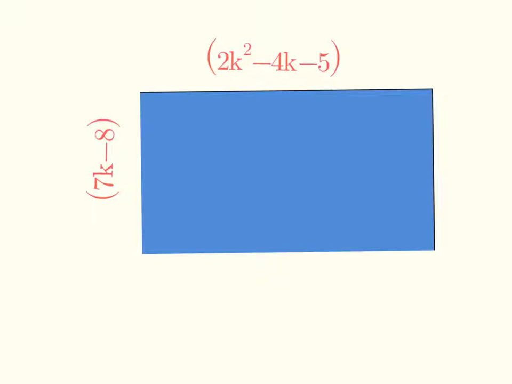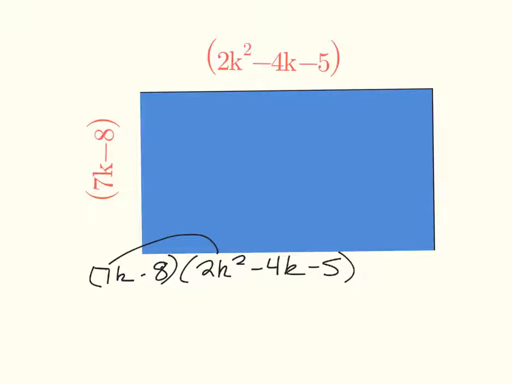Lastly, we have our binomial times a trinomial here. It's still length times width. We take 7k minus 8, and we're multiplying it by 2k squared minus 4k minus 5. Same rules apply, guys. We still take the 7k times everything over on the other side, and we also take the negative 8 times everything on the other side.